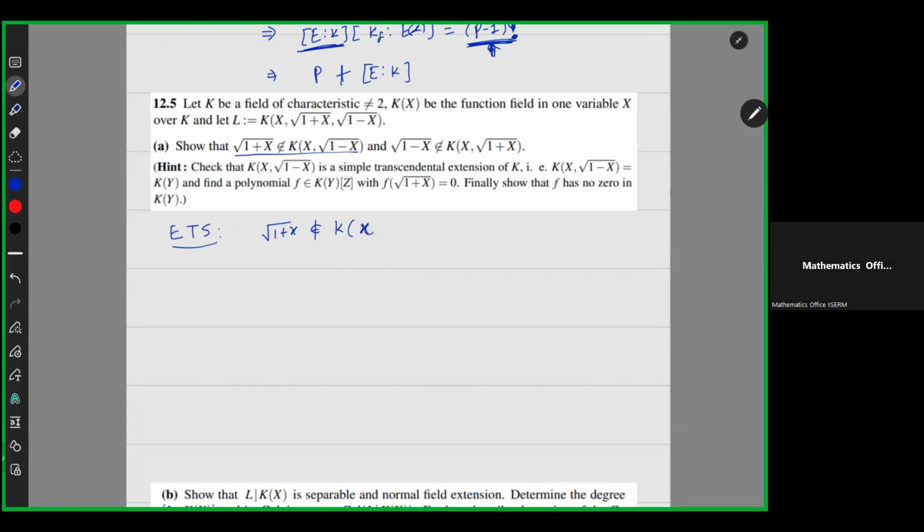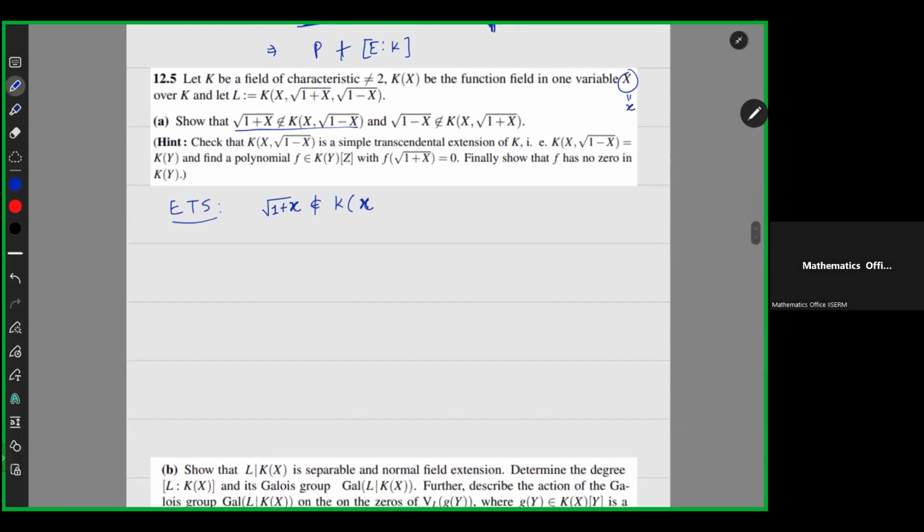I'm writing this as small x, okay? So this is my variable. Don't assume that this is some element. This is a variable. I'm just taking it as small x. If something is needed, I will not use this small x in this question. Okay, so root 1 minus x does not belong to it as well. So we will follow the hint and solve this.